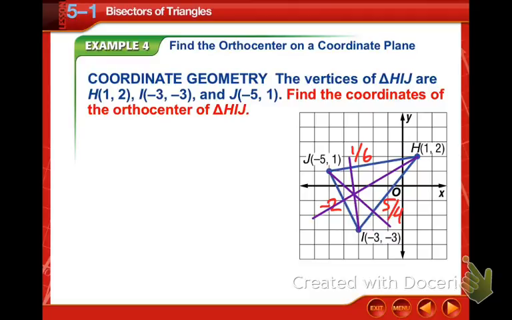So we're not going to just estimate what the number is here, though. It is definitely going to be a fraction. And again, we know that the altitudes are perpendicular, right? So this line here is perpendicular, this one's here, and this one here.